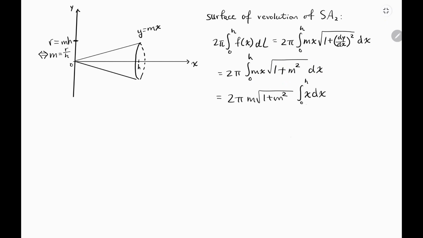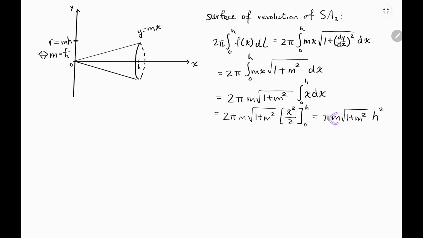And we have the integral from 0 to h of x dx. Integrating that, we get x squared over 2. We're going from 0 to h. Plugging in h into x, I get h squared over 2, minus plugging in 0 into x, I get 0. So that just leaves me with h squared divided by 2. The 2's will cancel out, so I just get pi m root 1 plus m squared h squared.